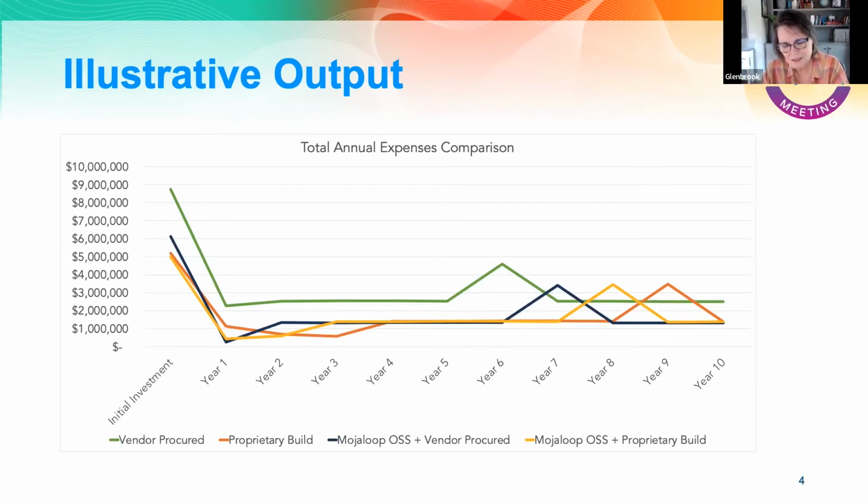So let's go into the next one about, everyone wants to know how quickly we can go live and start that return.